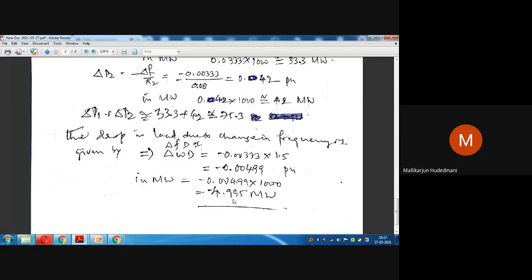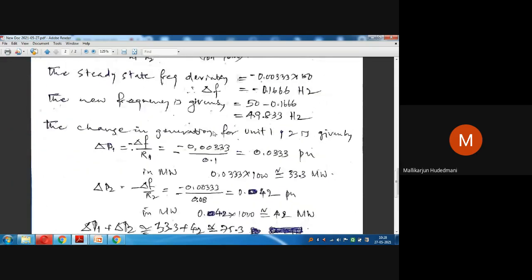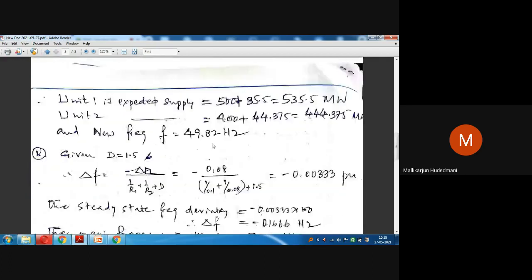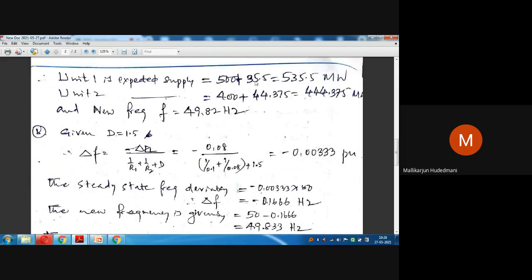So this 4.995 now became relief of generation for the generator. It would say their generation set points were relief by what value? 4.995 megawatt. That is the reason you will see first generator contribute 33.3 megawatt, second contribute 42 megawatt, together 75.3. If you want to see, I can go back and show you what was the contribution for the machine 1 at that time. Machine 1 was contributing 35.5. Machine 2 was contributing 44.375 when D was 0.